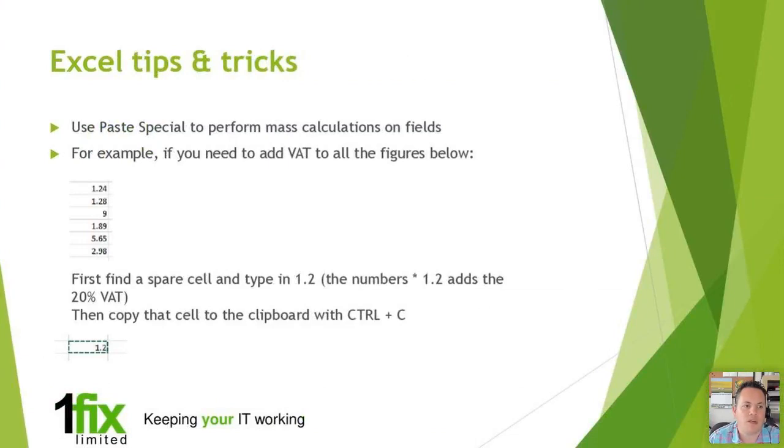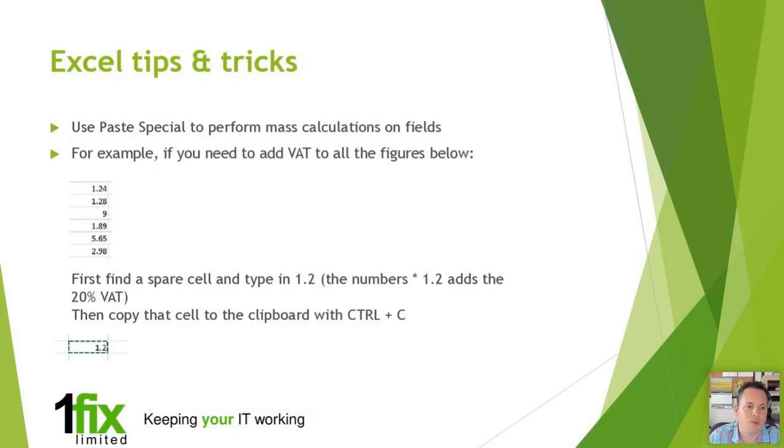One thing that's quite useful is there's a function in Excel called paste special. Paste special allows you to do mass calculations on a field. The example I've given here is a whole load of figures. I've put 6 or 7 here, but you could have an entire page full of data, and this is where it becomes very powerful because it's quick. If you need to add VAT to those figures, I would multiply them by 1.2, because that essentially adds 20%.